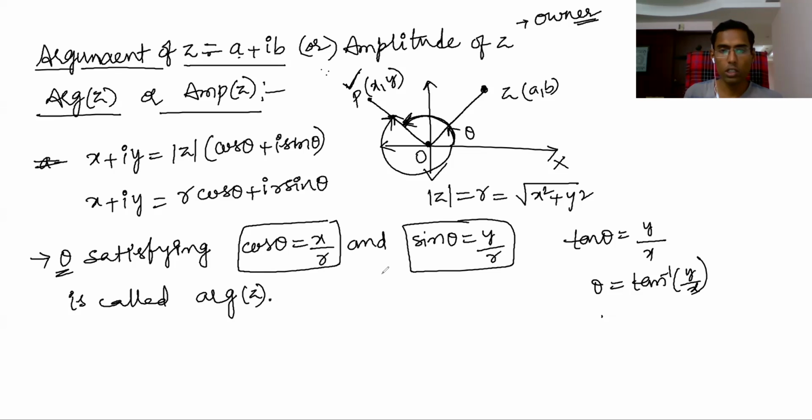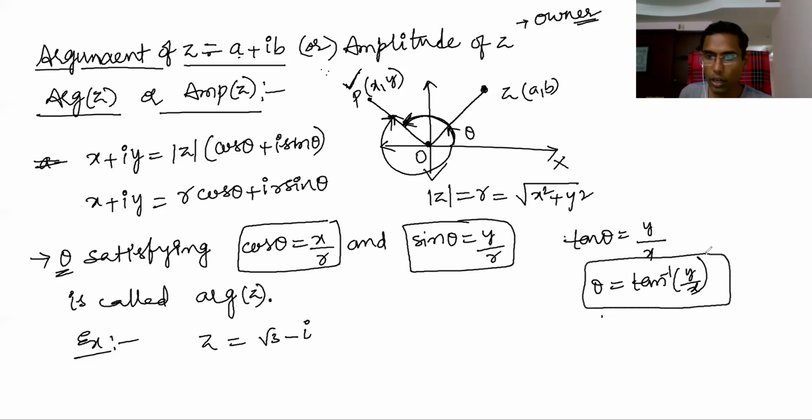But for example, let's take z equal to root 3 minus i. What I told, theta equal to tan inverse y by x, you cannot always write this because there is a problem actually. I'll tell you what the problem is. So here z equal to root 3 minus i.